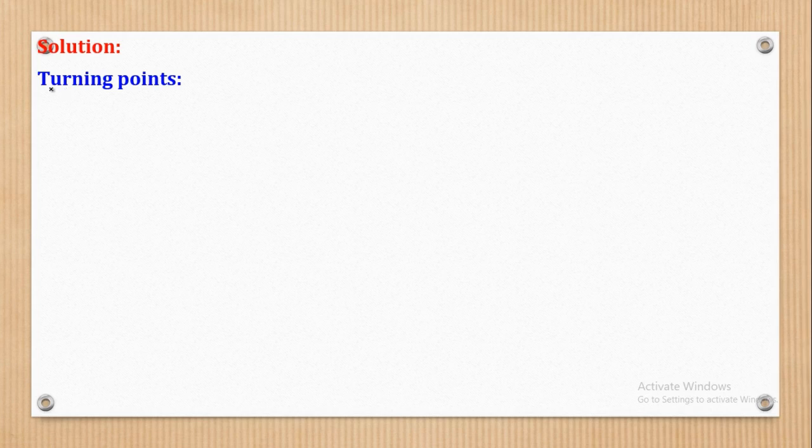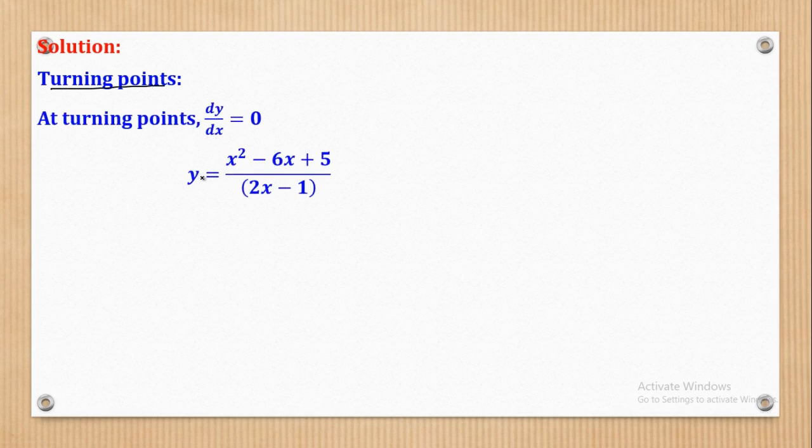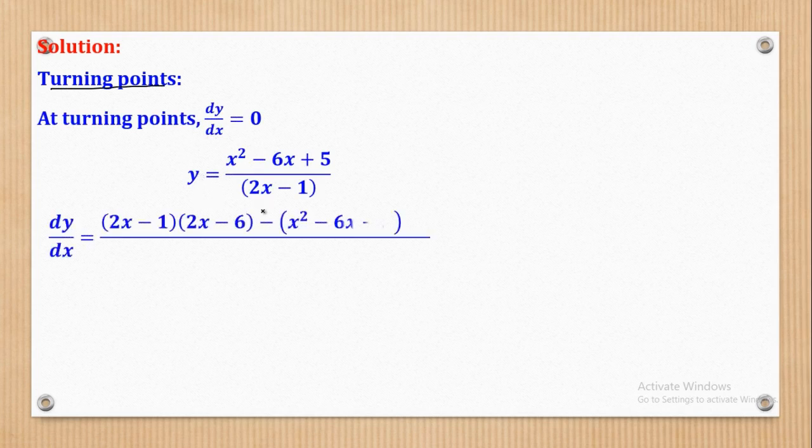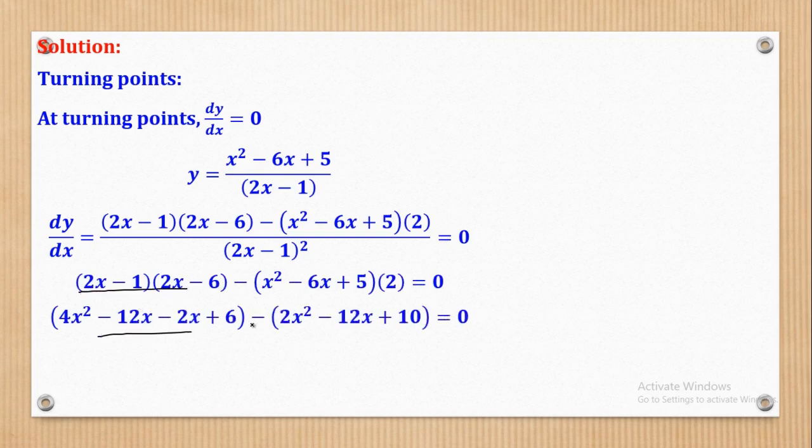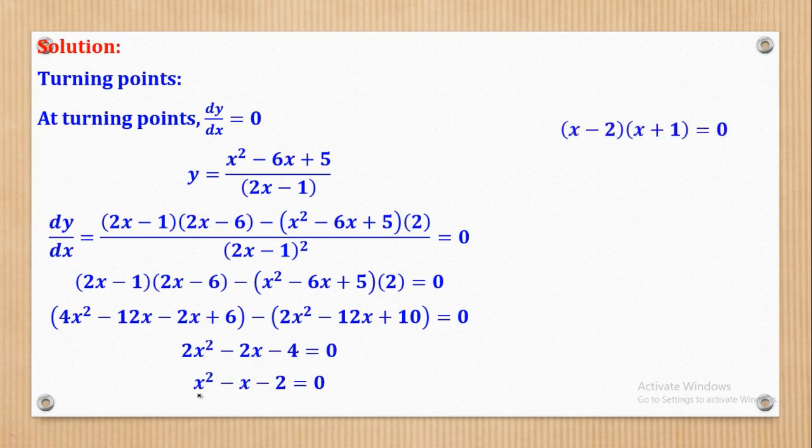So let's start with our steps. 1, turning points. At turning points, dy/dx is equal to 0. So get the y and differentiate it using the quotient formula and then equate to 0. Cross multiply to equate the numerator to 0. Open brackets for this to give you this and for this to give you that. Simplify the entire expression, and reduce to get a quadratic equation. Then solve it by either the formula or factorization. Here I've used factorization, and therefore x will be 2 or x equal to negative 1.